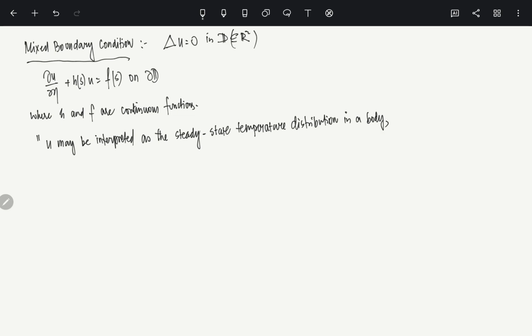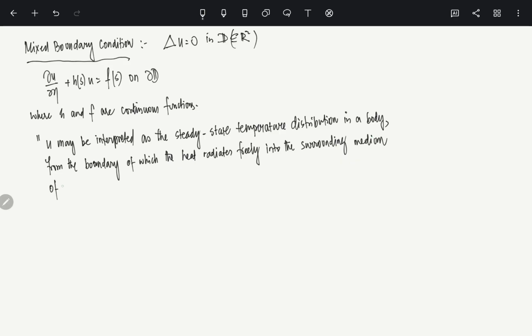∂u/∂η + h(s)u = f(s) means that in the body, and from the boundary, of which the heat radiates freely into the surrounding medium of prescribed temperature.